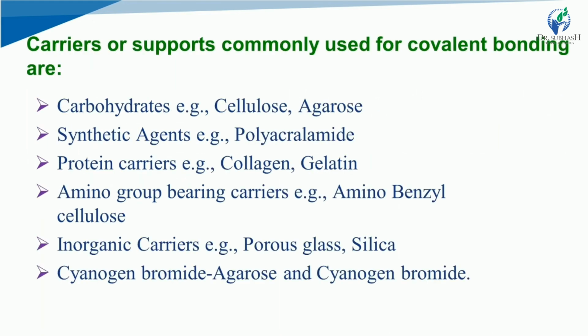So these are some of the examples of carriers or supports commonly used for covalent bonding: carbohydrates, synthetic agents, protein carriers, amino group bearing carriers, inorganic carriers, cyanogen bromide. Some of the names you might have already heard, like carbohydrates, for example cellulose, agarose, polyacrylamide, collagen, gelatin, aminobenzyl cellulose, porous glass, silica, agarose, cyanogen bromide. Right, so these are some of the important carriers.